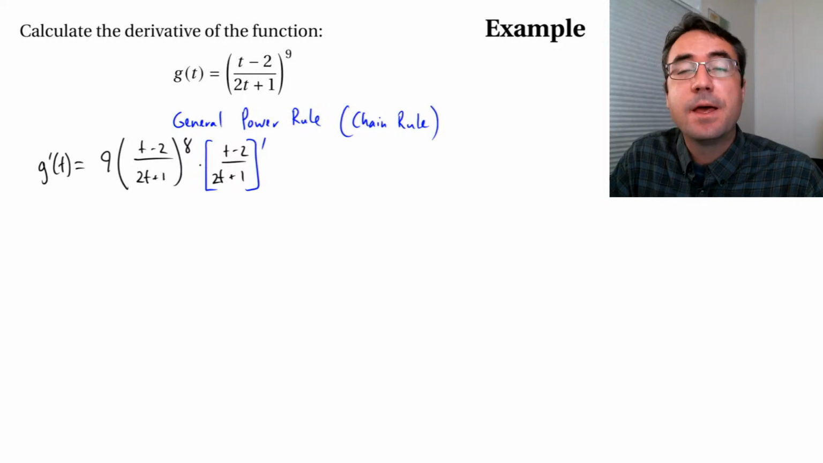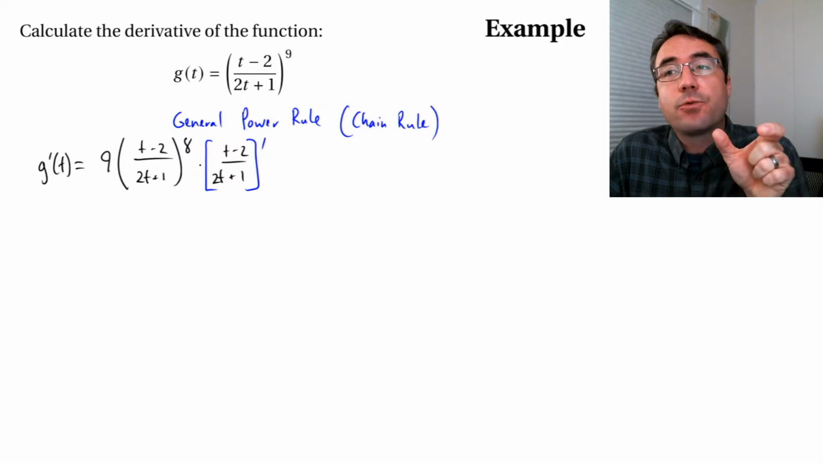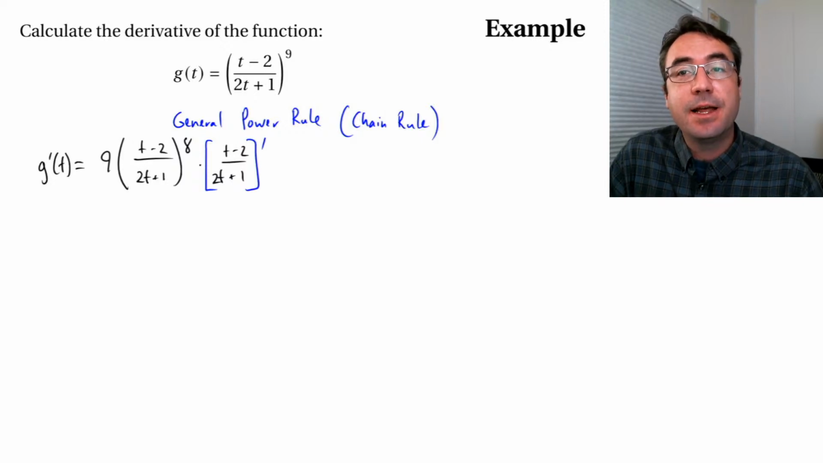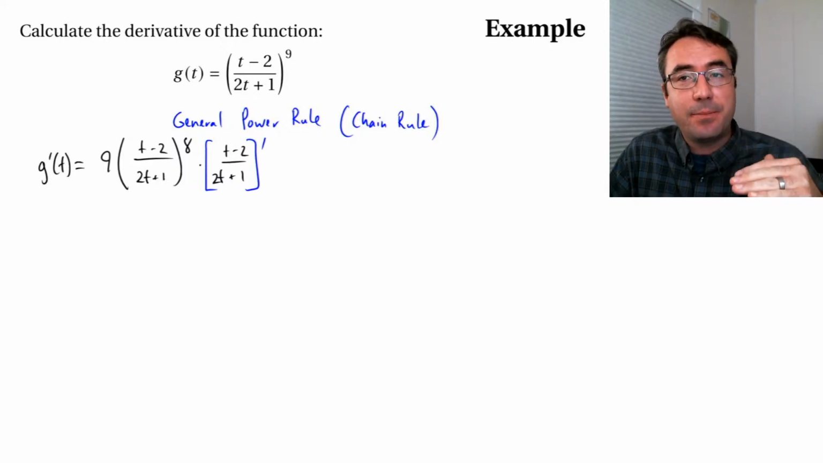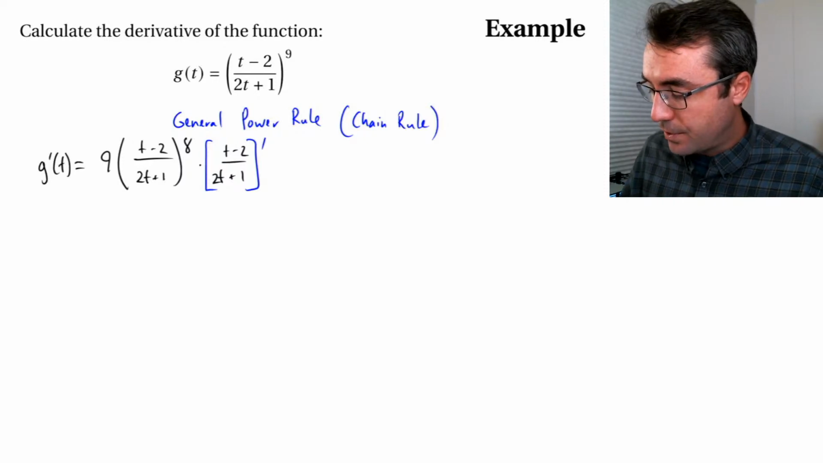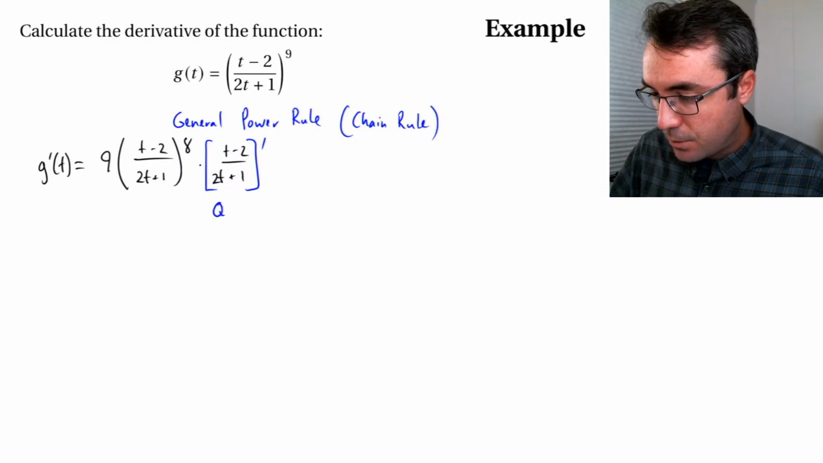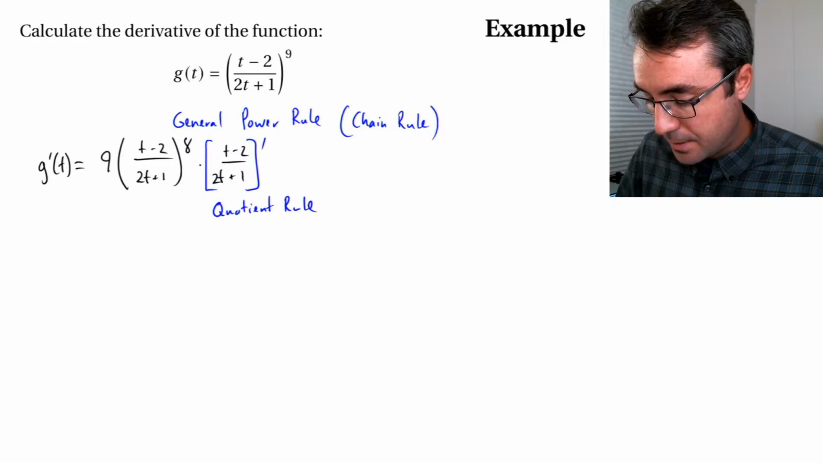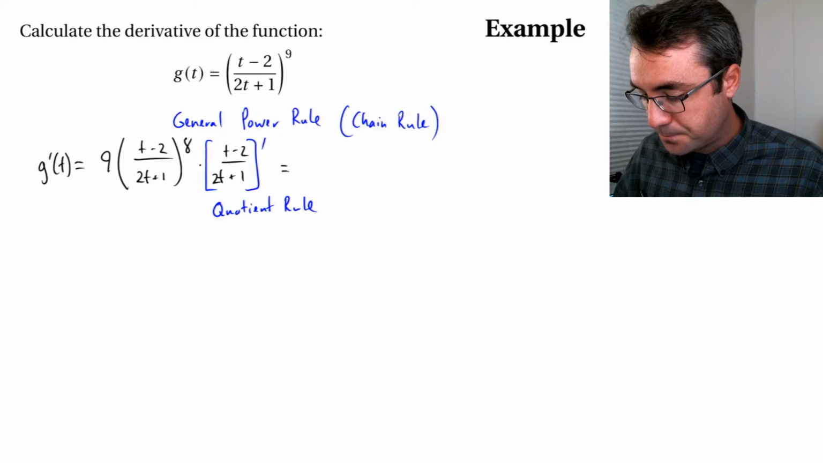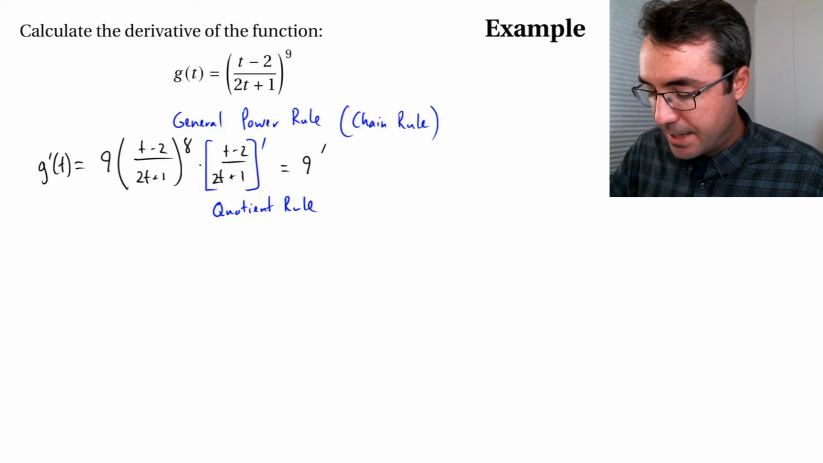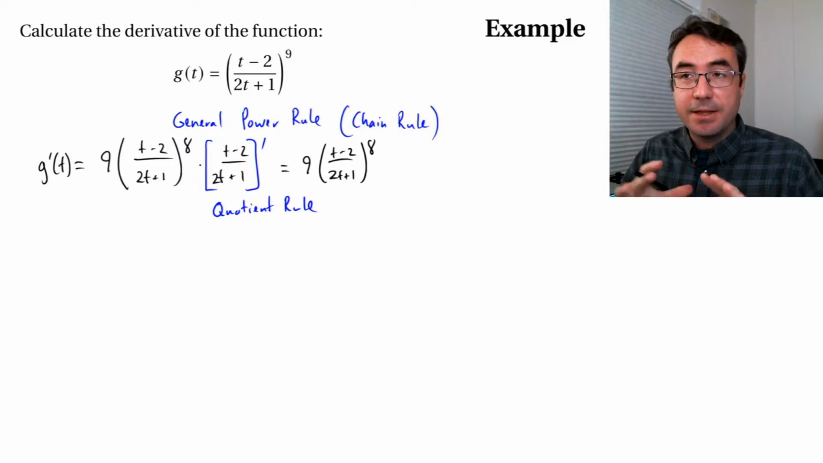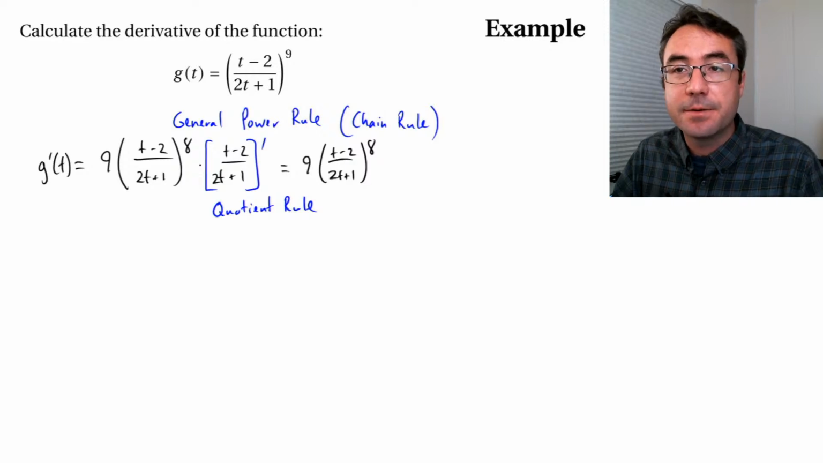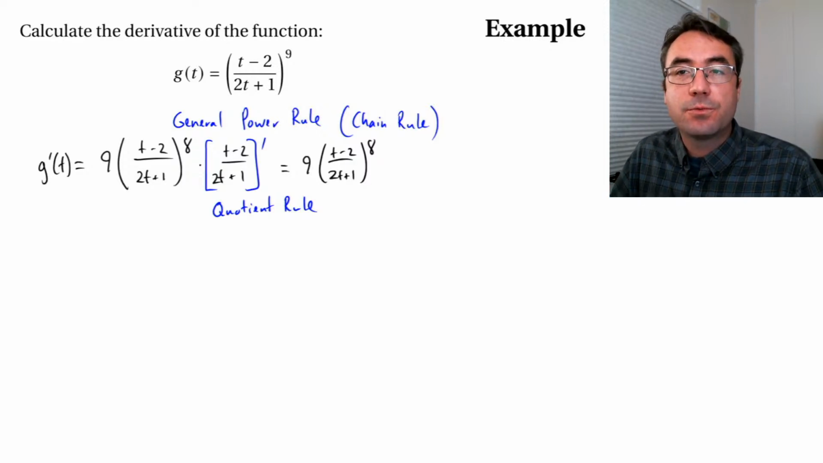So we did the chain rule. Now, when we look at that, the remaining derivative that we have to do is a fraction, and there are variables on both the top and the bottom. So the next derivative rule that we're going to use is the quotient rule. So the 9 times t minus 2 over 2t plus 1 raised to the power 8, we're done with that, so no more work is going to happen there. And now we just need to apply the quotient rule to that fraction.